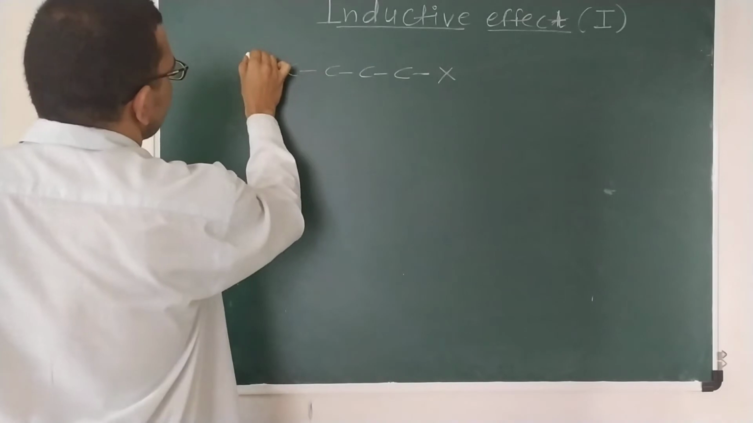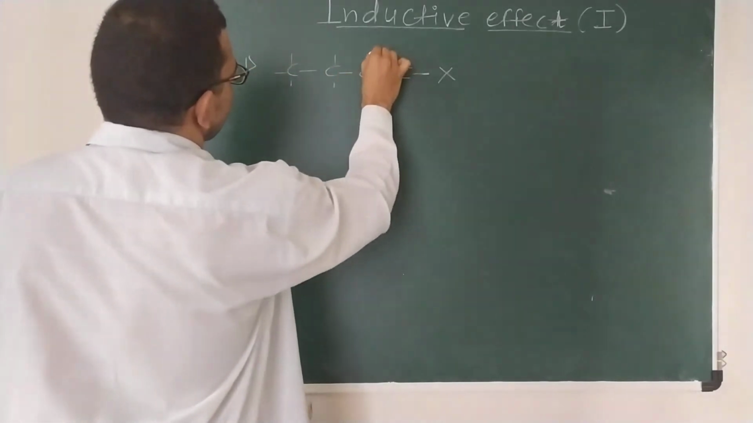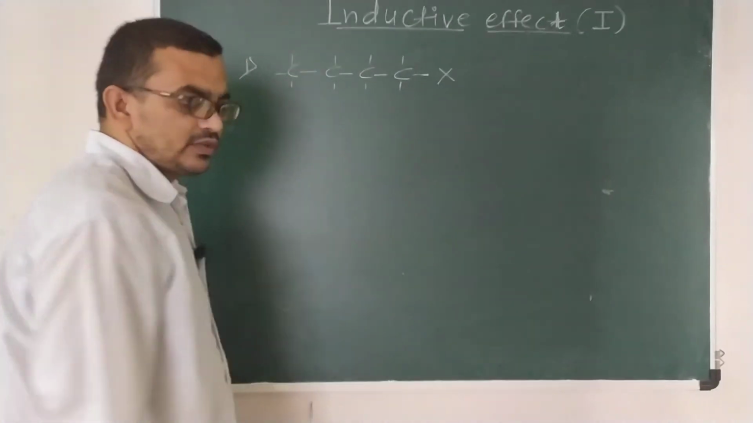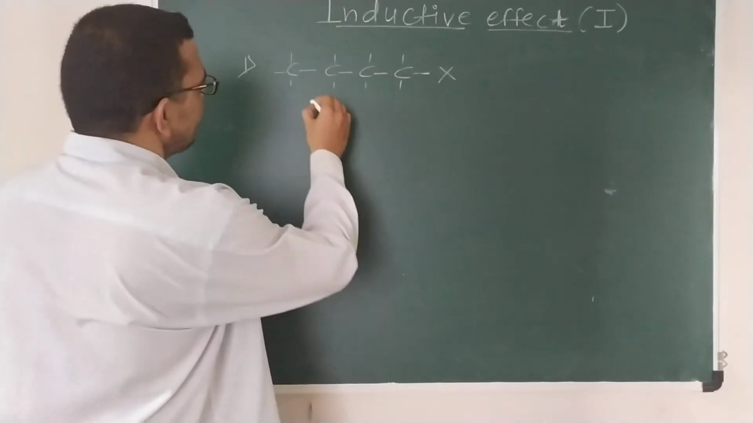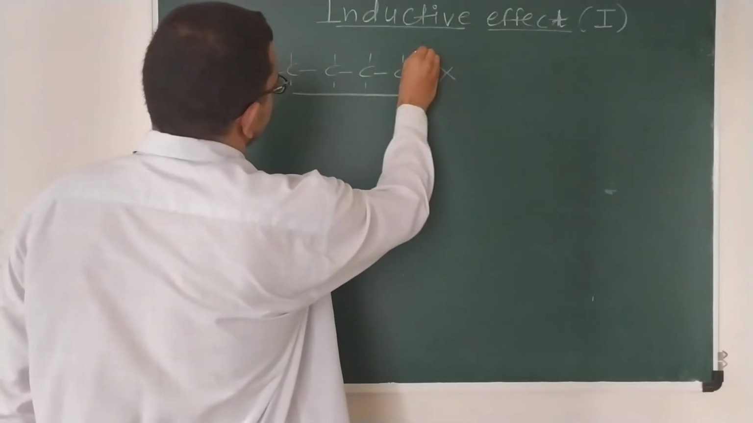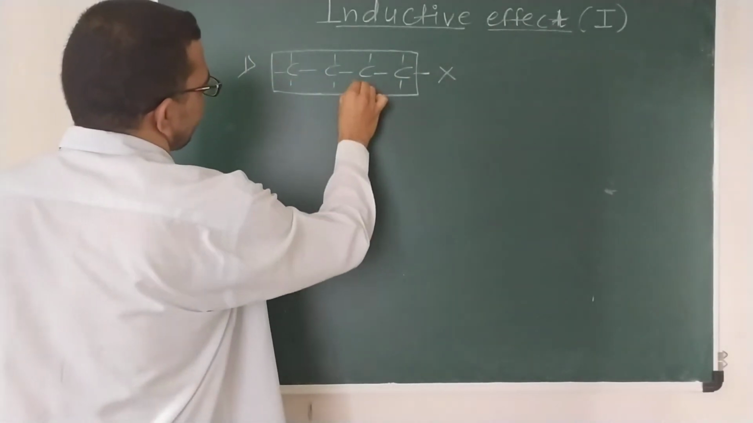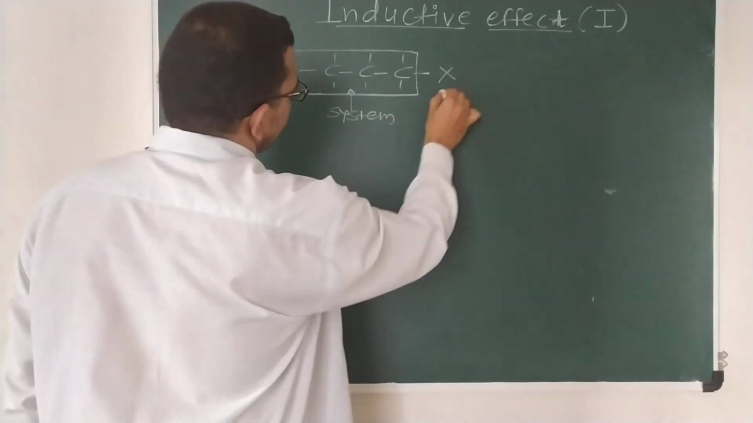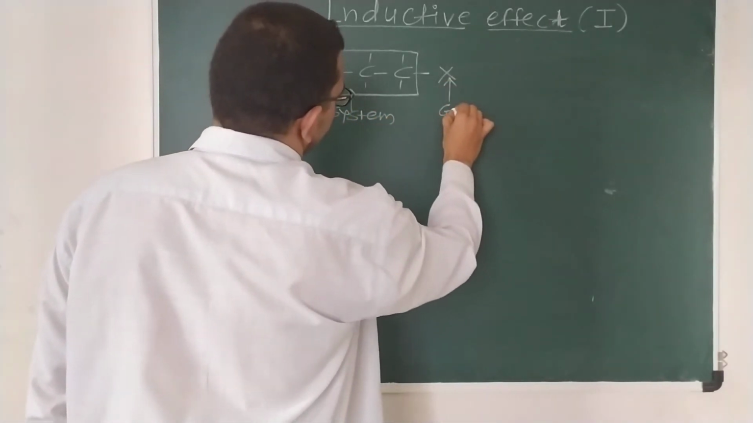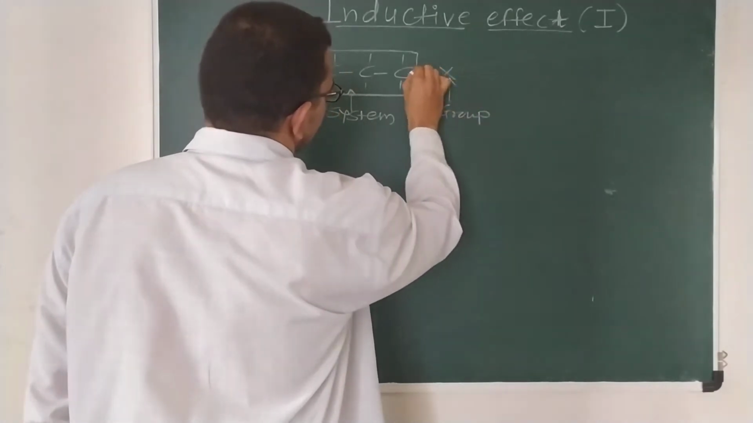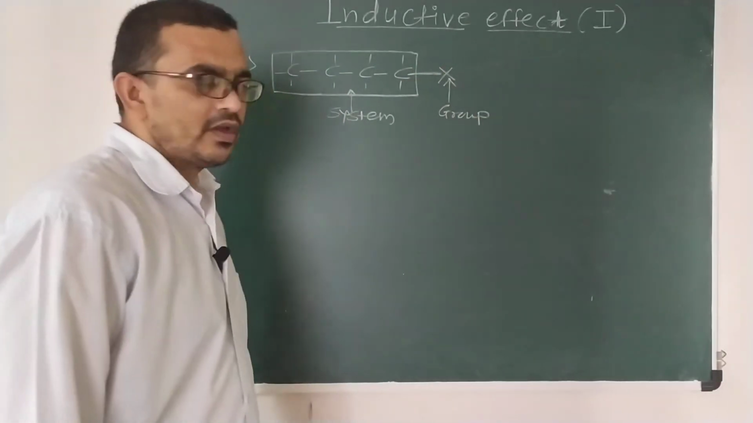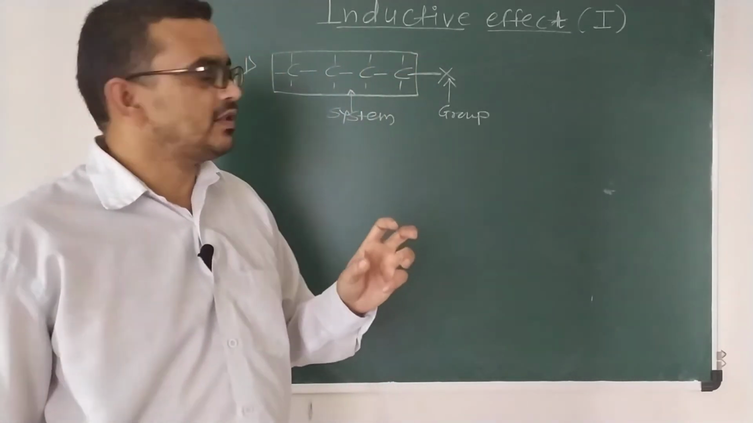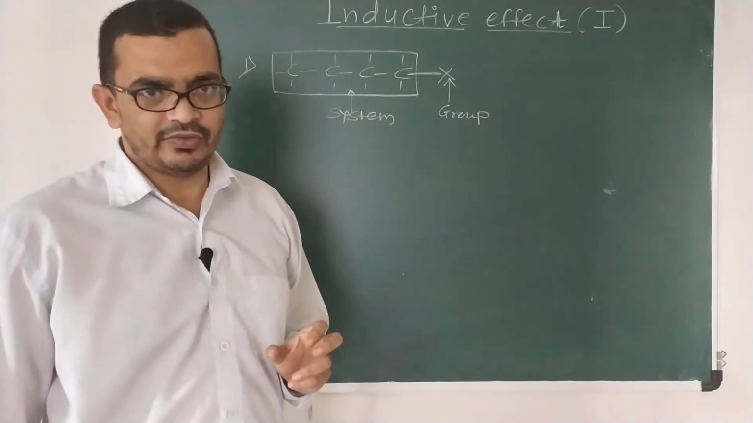This is example number 1. Carbon is attached in this way, tetravalent. If you look at this example carefully, this is the carbon system, correct? We can see that this is the system. And what is this, student? This is the group which is attached to the carbon system. The interesting thing is that this X is any halogen.